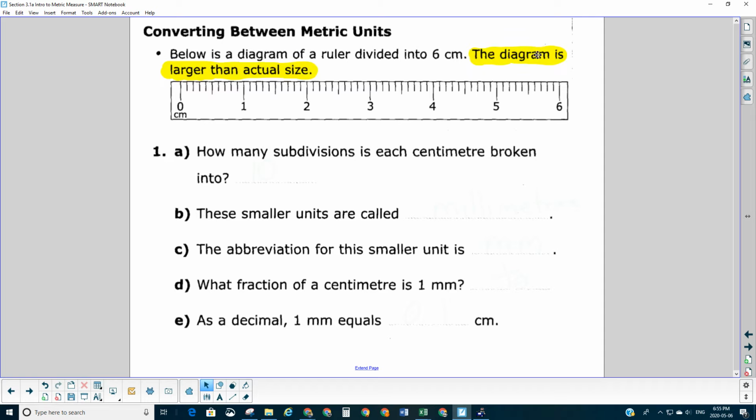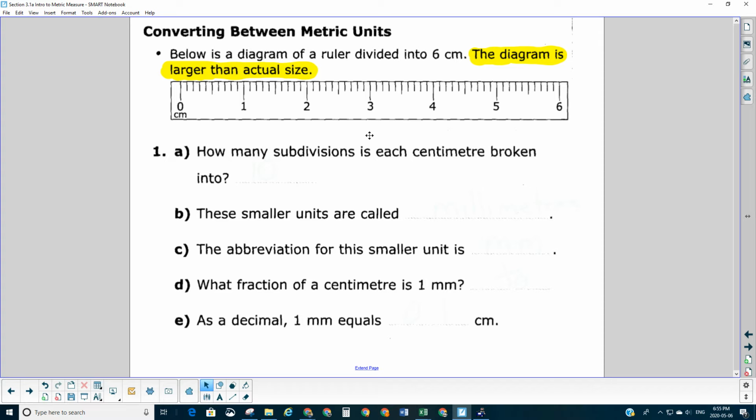Now, what I want to stress is that this diagram is not to actual size. From here to here is not 6 centimeters. Definitely not in your workbook, and definitely not on the screen, I imagine. Okay, but this is just a representation of what's going on.